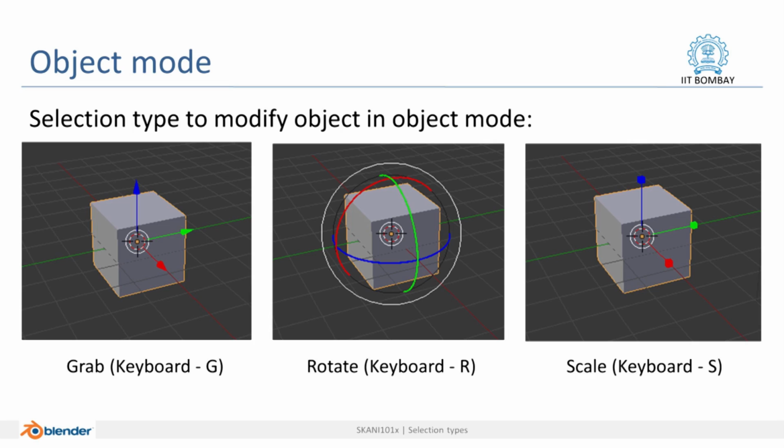Similarly, you need to remember that the shortcuts which you have used in the object mode can be applied in the edit mode also, like scale, rotate and grab. However, remember that scaling and rotating is not possible for one selection, which is vertex. Vertex cannot be rotated or even scaled. This can apply to edges and faces.